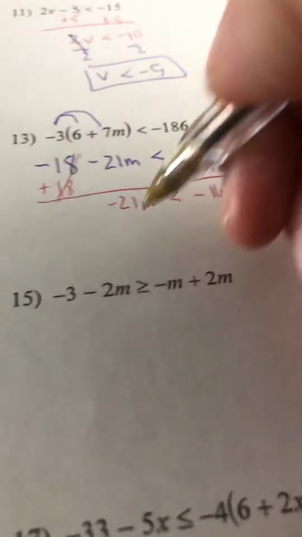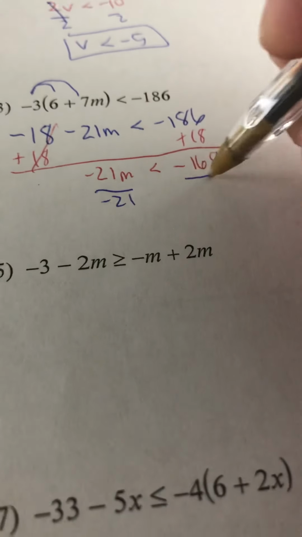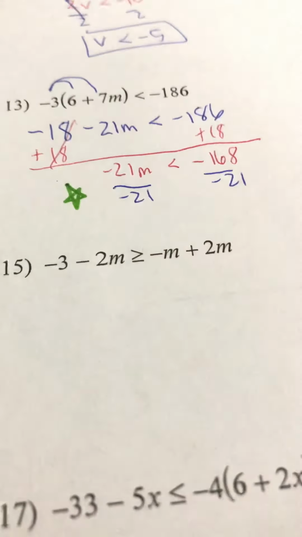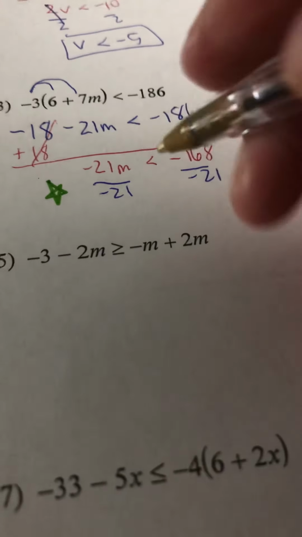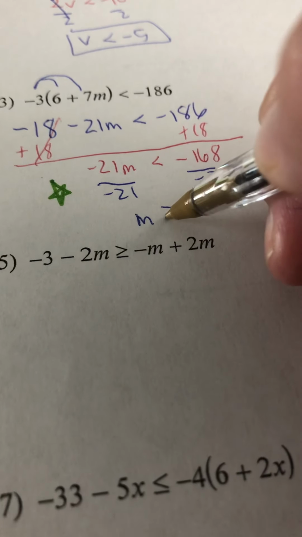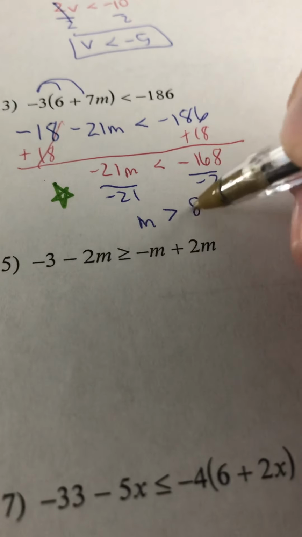And then right here I'm going to divide by a negative 21. That's when I'm going to pull out my green marker and say, remember, when we divide or multiply by a negative, we have to switch the direction. So instead of less than, we're going to have greater than 8.